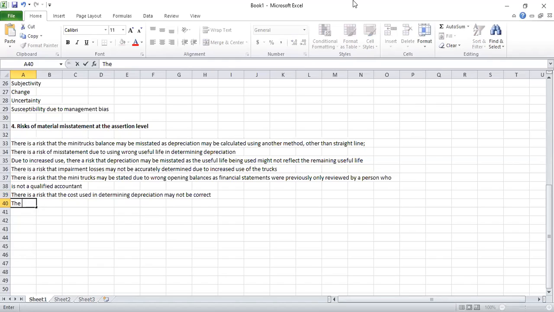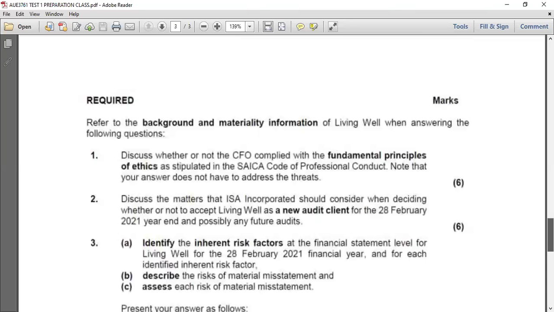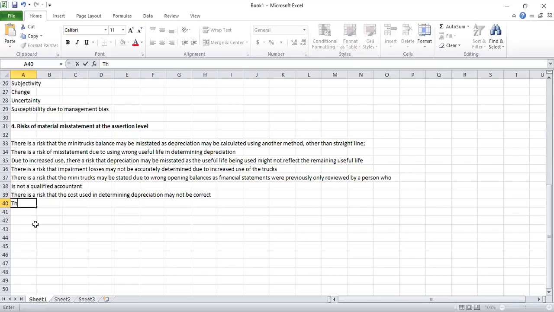Right, and we have to check, did they say we should also assess, or some of the marks may be on the assessment. Describe and assess. Okay, so we also have to go on the assessment, right? So maybe let's go to the assessment.